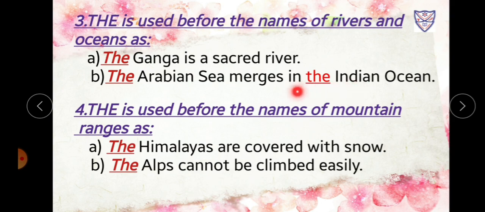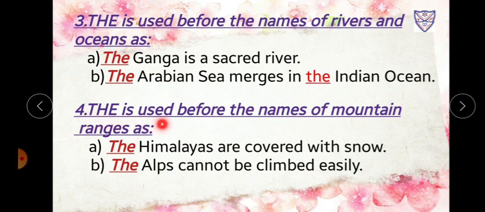Again over here in this sentence we will use the same article the before the name of an ocean, that is Indian Ocean. We are using the to specify the name of this ocean, that is Indian Ocean.